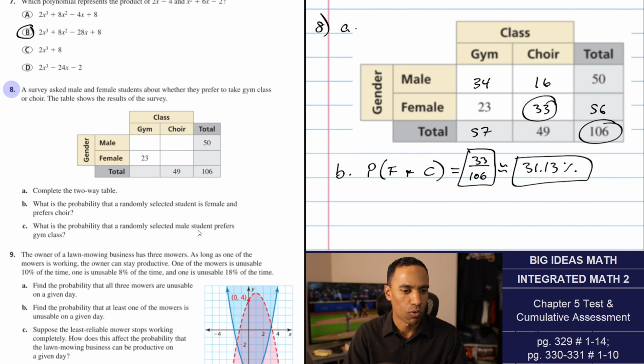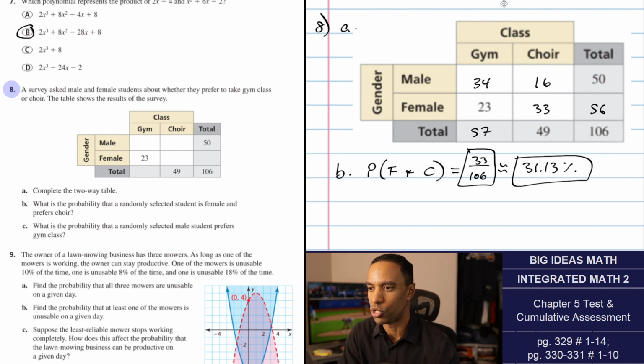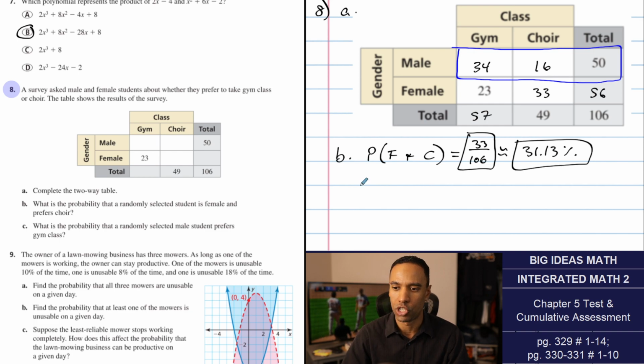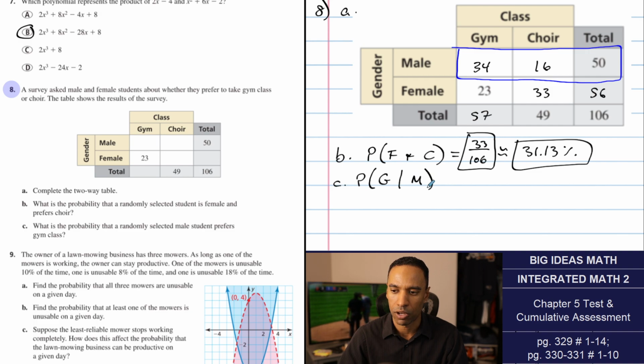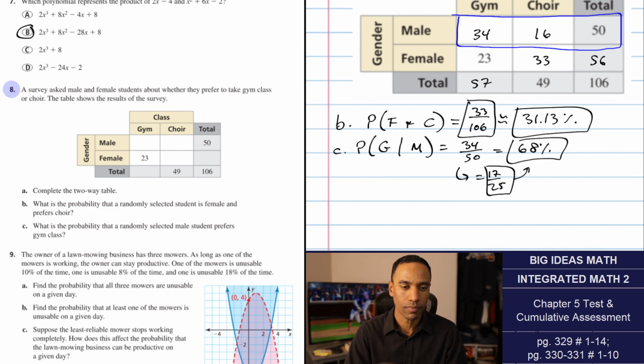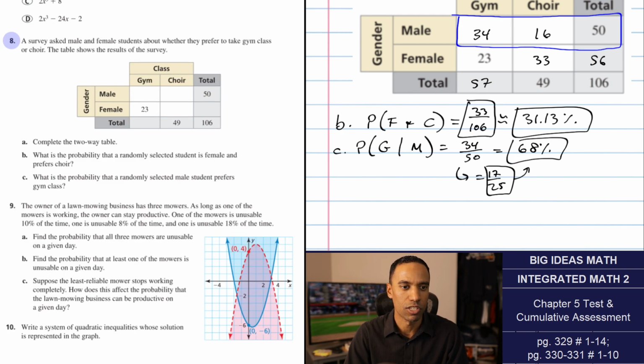Part C, what's the probability a randomly selected male student prefers gym class? Now we're only talking about male students, so we are only referring to this row of values. Now preferring gym, 34 of the males prefer gym, so probability of gym given male. We're talking about those 34 out of the 50 males, which is 68%. And as a reduced fraction, by the way, that's 17 out of 25. Like so. All right. That is number 8. Let's move to number 9.